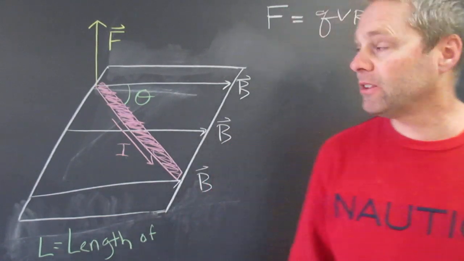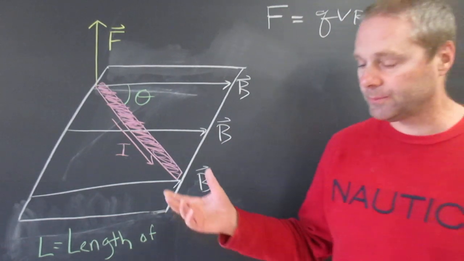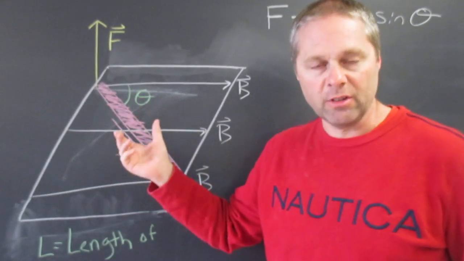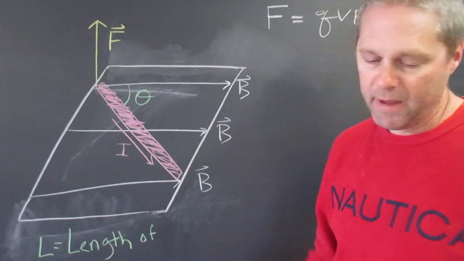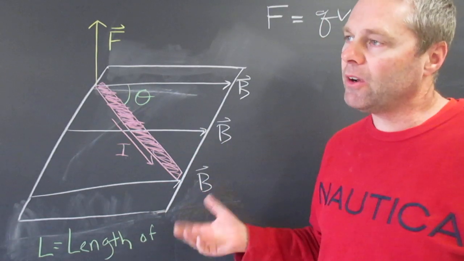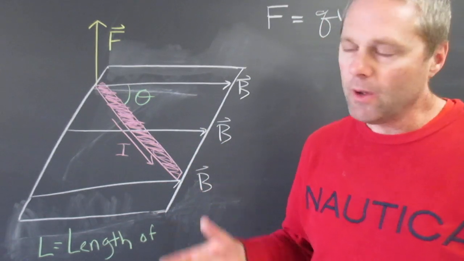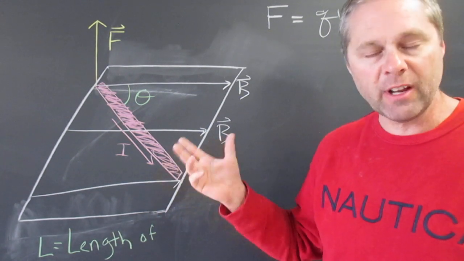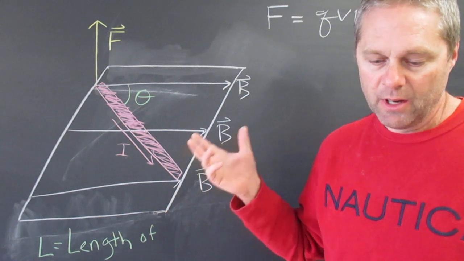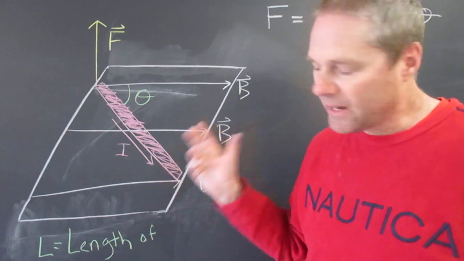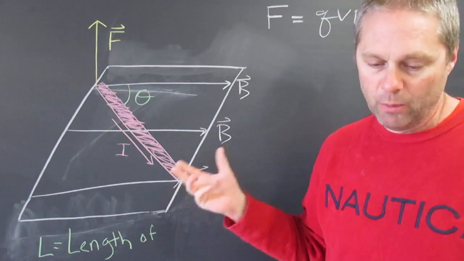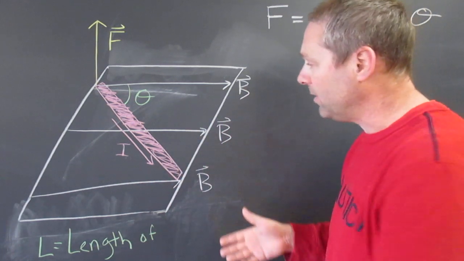Now what we're going to be talking about is a collection of charge moving in a magnetic field. And if you recall from a couple chapters ago, we defined a current as a collection of charge that is moving. Okay? Therefore, since it's moving, that collection of charge is going to experience a magnetic force when it is in the presence of a magnetic field.